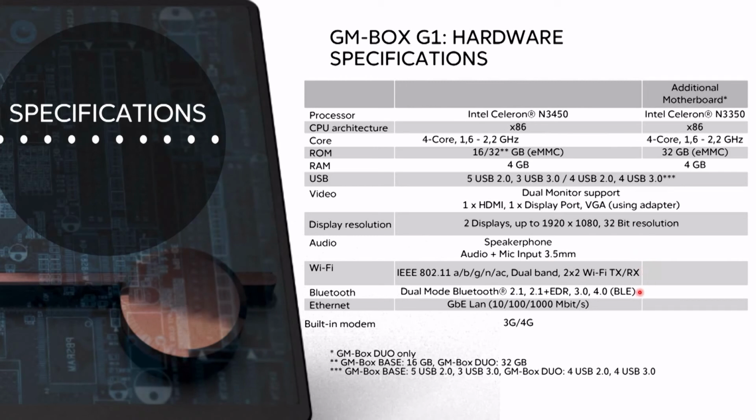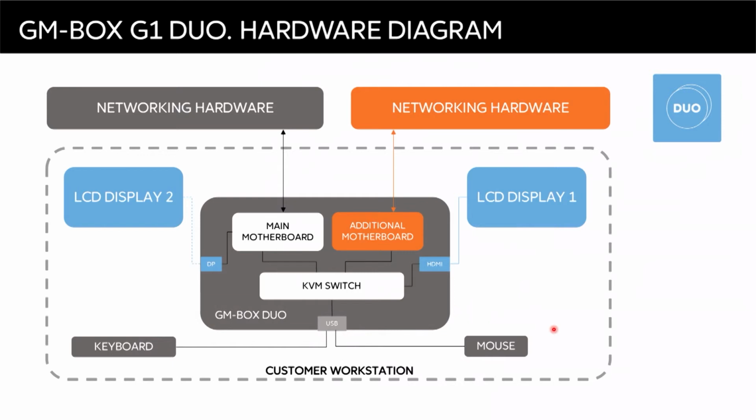In most configurations it has them. It allows you to connect to your mobile phone or to a Wi-Fi network. It also has Ethernet to connect to the local area network, and an optional 3G, 4G LTE modem for remote places. One more thing is about the GM Box Duo, and this is the internal scheme of it.